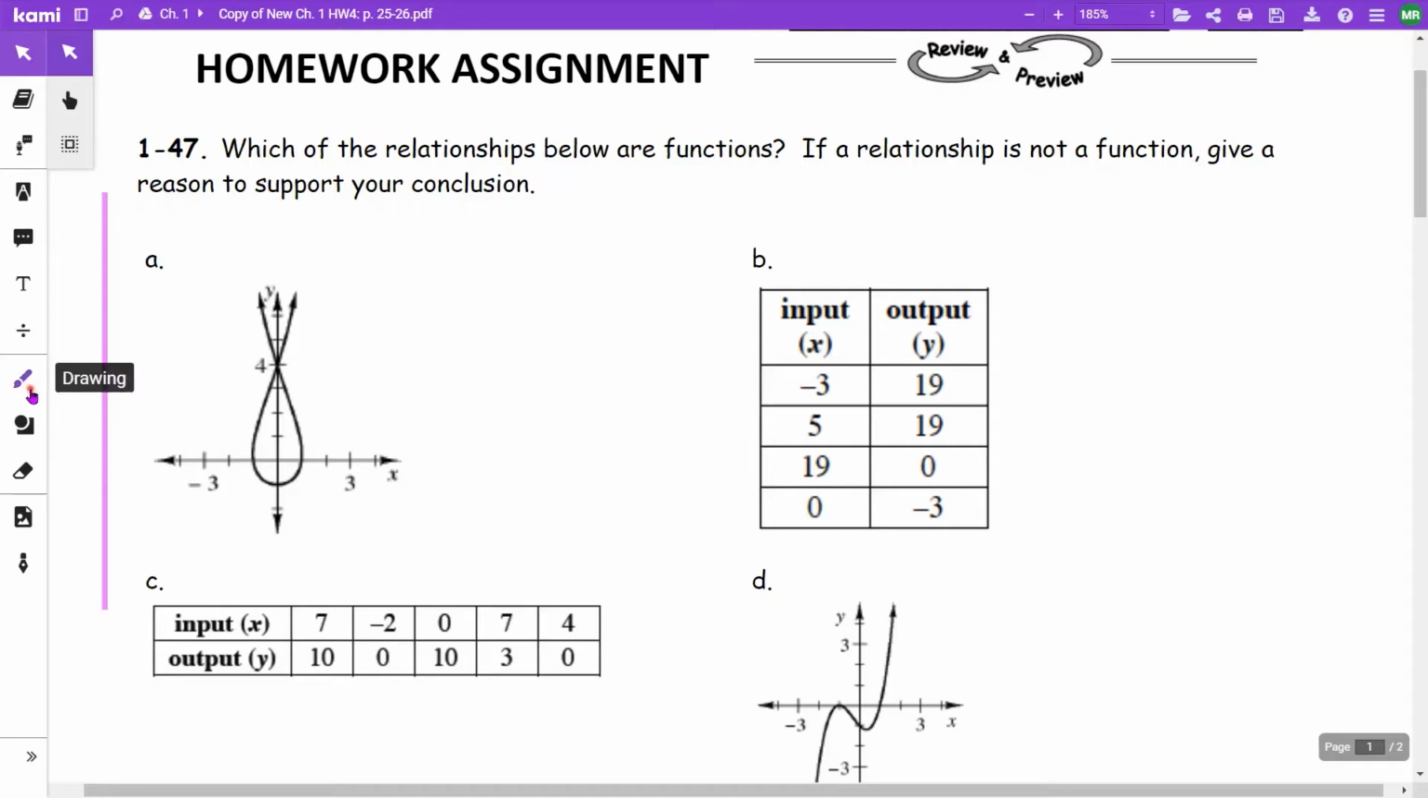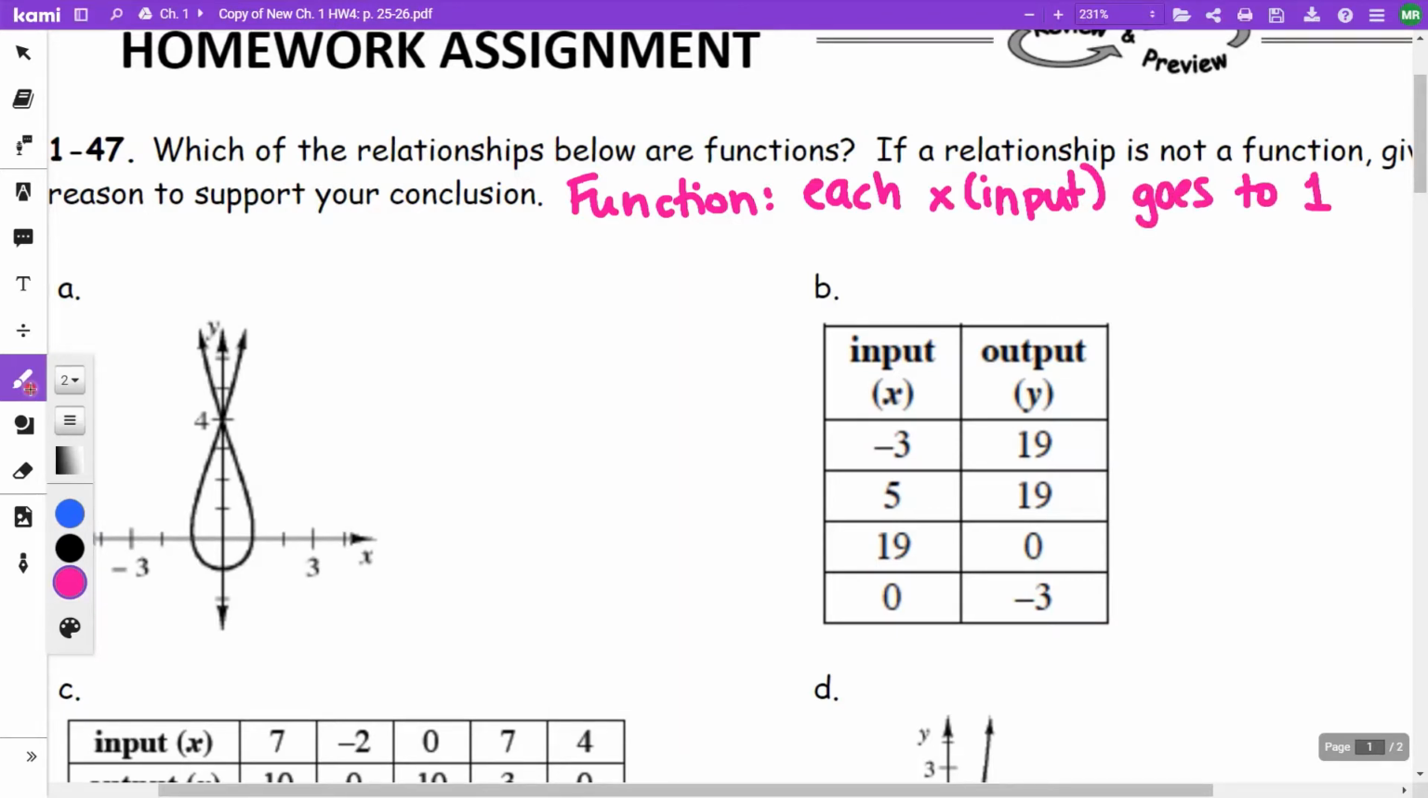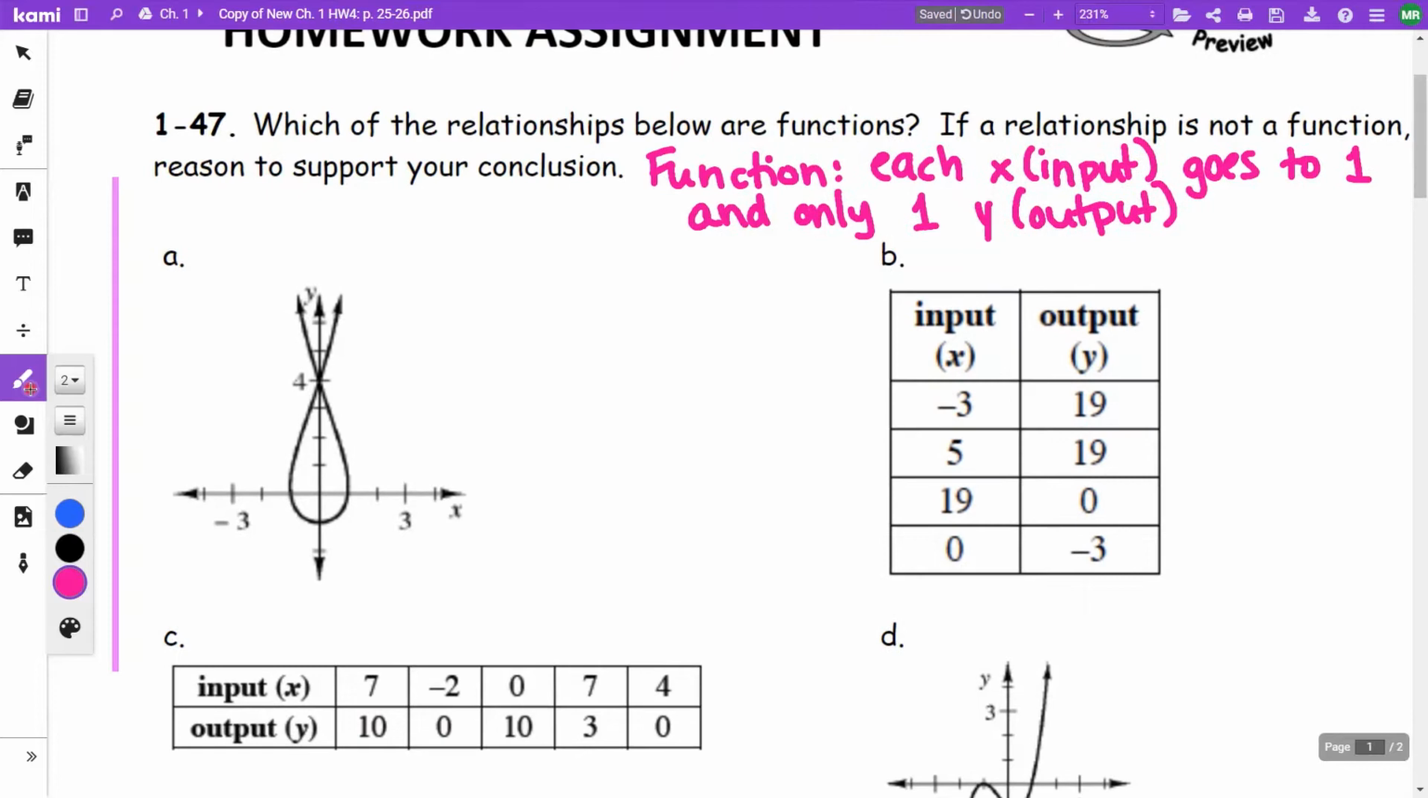So just as a little reminder, a function, each x or input goes to one and only one y or output. So you can't have one x going to two separate outputs. Now, on this first one, it is a graph.